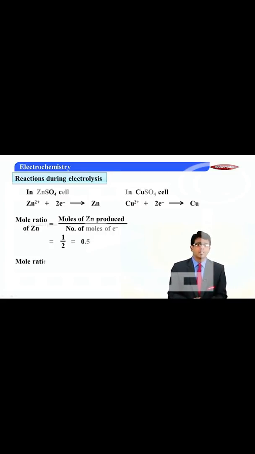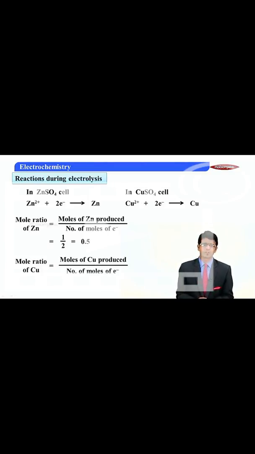Similarly, if I want to find the mole ratio of copper, again, it is moles of copper produced upon number of moles of electrons required for 1 mole of copper, right? So basically here you have 1 by 2, which is again 0.5. So in short, the mole ratios for zinc as well as copper are coming out to be 0.5 each, isn't it? So here we have found the moles of zinc produced, and we have found the mole ratios for zinc as well as copper, right?